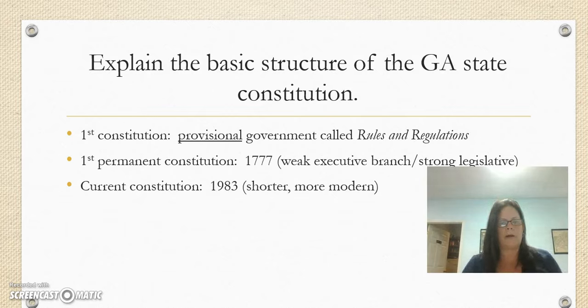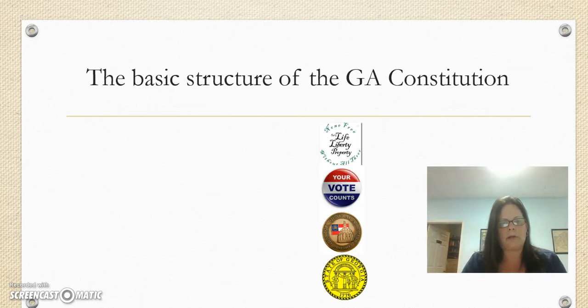Our first permanent constitution was in 1777, but it had a very weak executive branch and allowed for a strong legislative branch. Legislators began writing the current constitution in 1977, and it was approved by the state citizens in 1983. The Constitution is broken up into 11 articles, and it is 89 pages long. The articles outline the rights, rules, regulations, and procedures for both the citizens and the state government. So the articles include the preamble, which states the purpose for the Constitution.